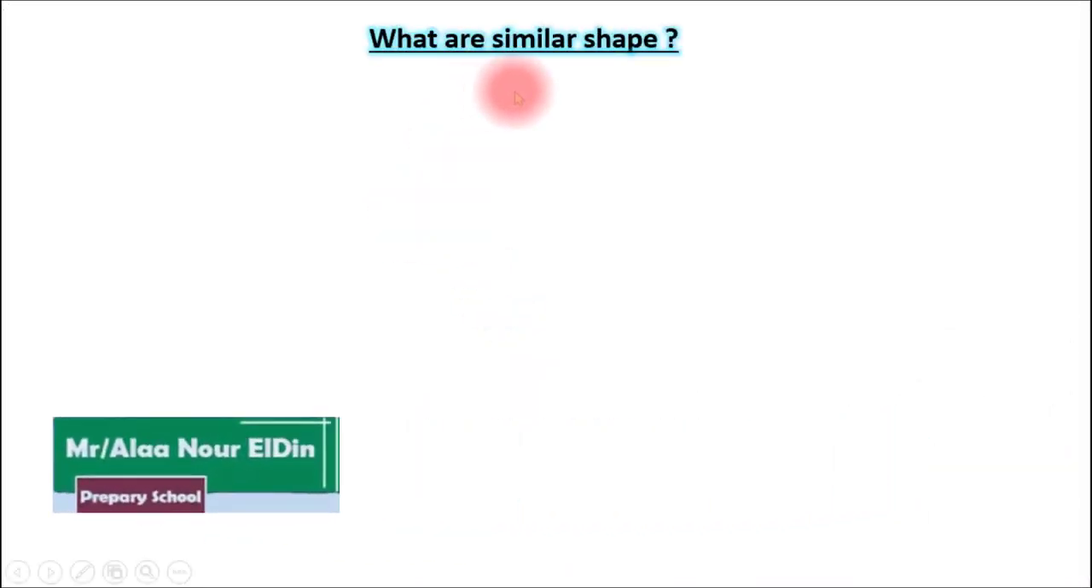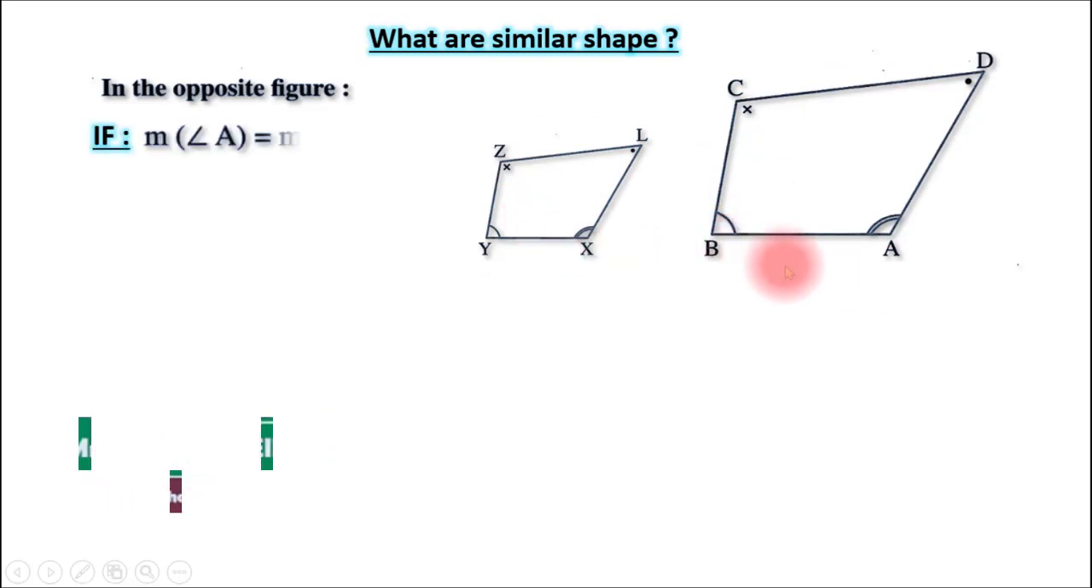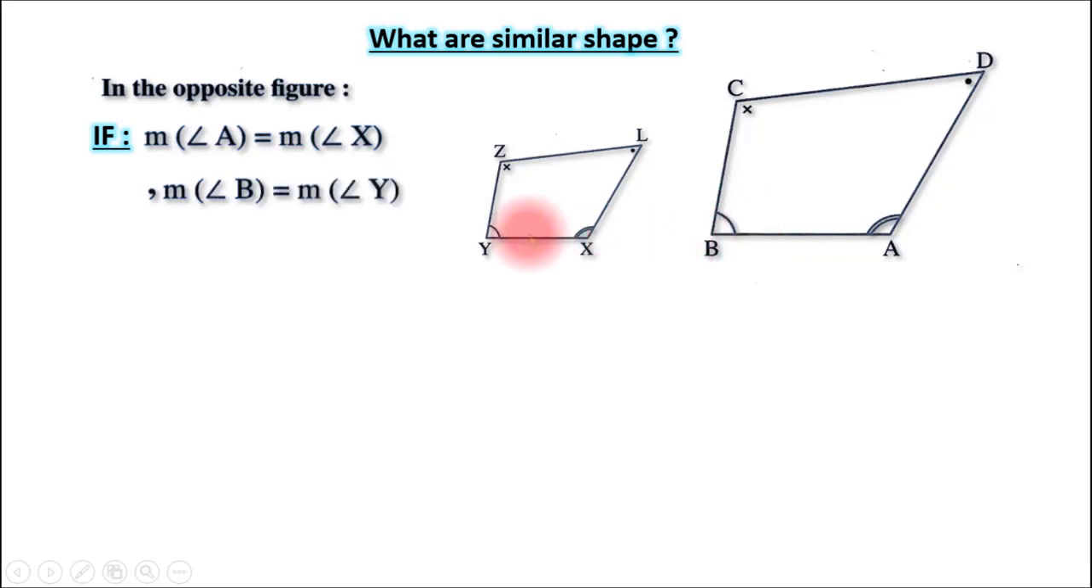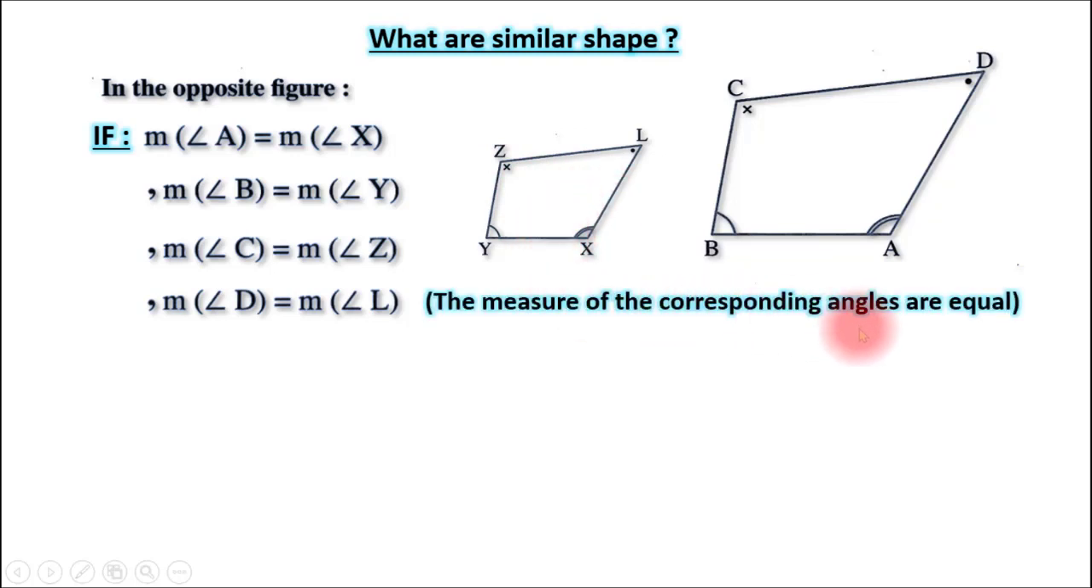What is similar shapes? In the opposite figure, we have ABCD and XYZL, two polygons. If the measure of angle A equals the measure of angle X, angle B equals angle Y, angle C equals angle Z, and angle D equals angle L, then each angle in the first polygon is equal to the corresponding angle in the second polygon. The measures of angles are equal.